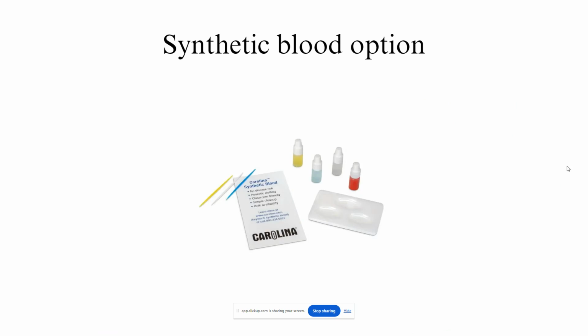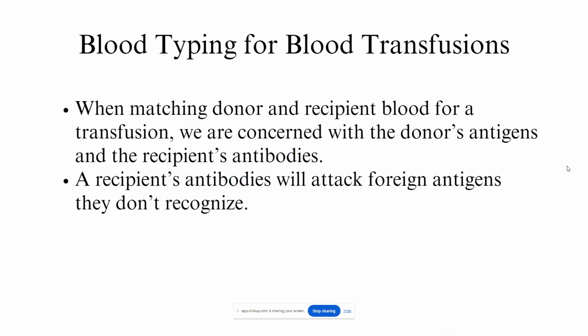Next, we're going to be talking about blood typing, which is an activity that we'll do soon in lab. Now, there is a synthetic blood option, and if you want to use this, please let me know in lab in person. But let's talk more about blood typing using our actual blood. Now, blood typing for blood transfusions is in order to match a donor and recipient's blood for a transfusion. We're concerned with the donor's antigens and the recipient's antibodies interacting. We don't want the recipient's antibodies to attack foreign antigens they don't recognize because we didn't match the blood.